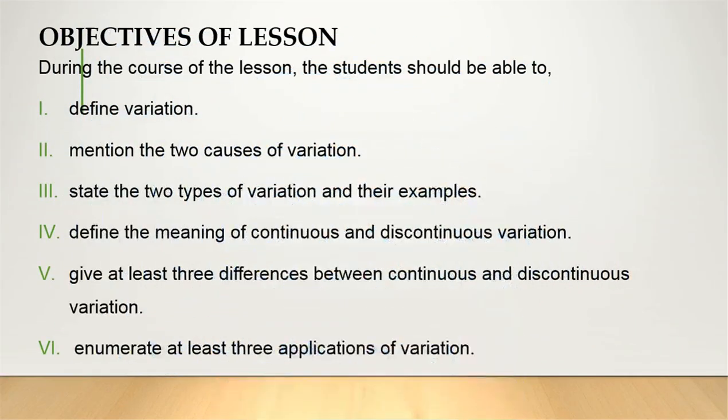Objectives of the lesson. During the course of the lesson, the student should be able to: 1. Define variation. 2. Mention the two causes of variation. 3. State the two types of variation and their examples. 4. Define the meaning of continuous and discontinuous variation. 5. Give at least 3 differences between continuous and discontinuous variation. And 6. Enumerate at least 3 applications of variation.